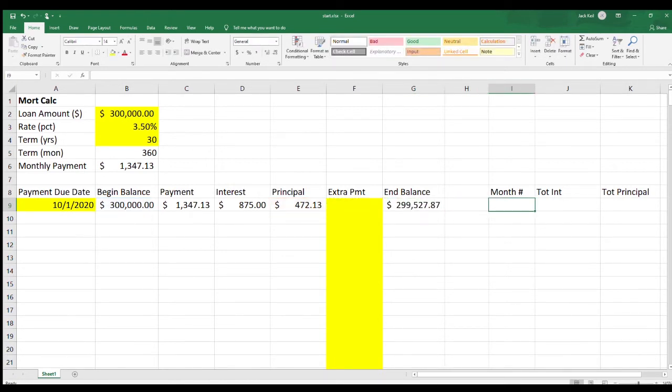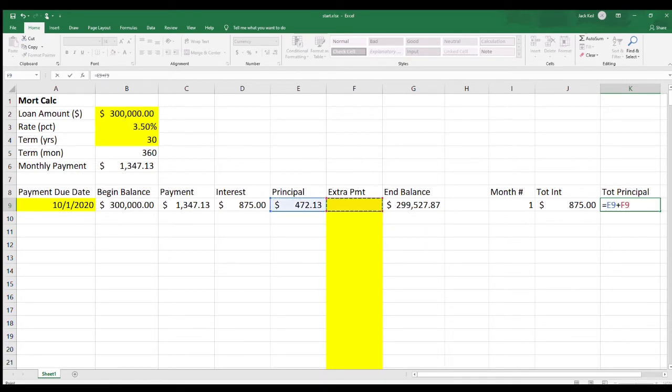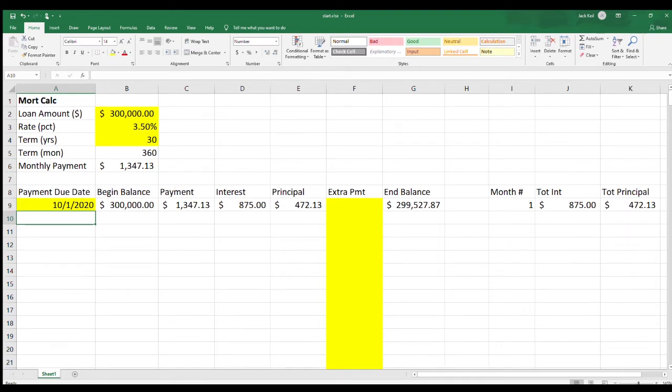We have 3 more columns on the right here. This is the first month of the mortgage, so we'll put in a 1. We've only made 1 payment so far, so total interest is equal to that interest payment that we made. Similarly, total principal is equal to the principal payment that we made plus any extra payments. We're in good shape so far.